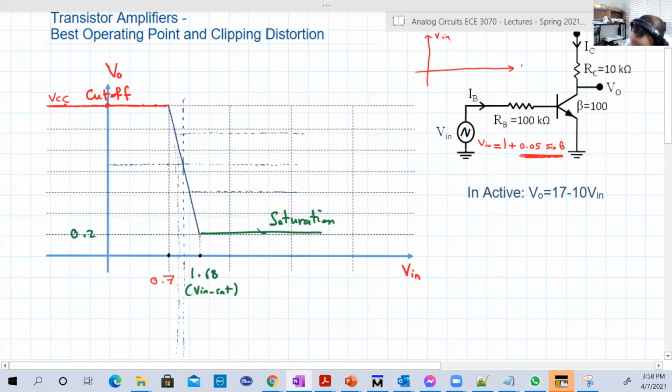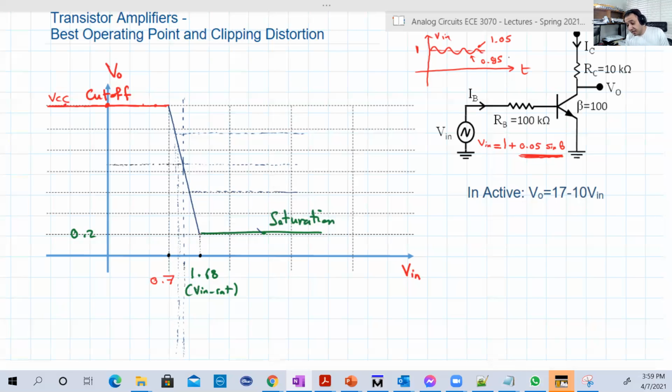So this is, for example, the input with time here. This is 1 volt. Then you have a very small AC sine signal like this. And the maximum is 1.05 because the maximum of sine theta is 1. So 1 times 0.05 will give you 0.05 plus 1, it will give you 1.05. And the minimum is 0.95 because the minimum of sine theta is -1. -1 times 0.05 is minus 0.05 plus 1 will give you 0.95. Okay, good. So that's basically the input.